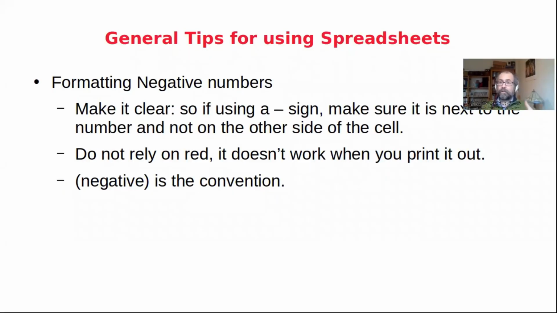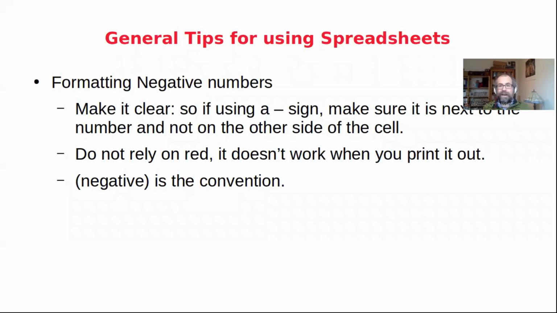The other thing, there are three ways of indicating a negative number by convention. One is to put a minus sign next to it, and the problem with that is whether or not it is next to the number, and not, perhaps through justification, on the other side of the cell. And just make sure it's very clear which thing is the negative number.